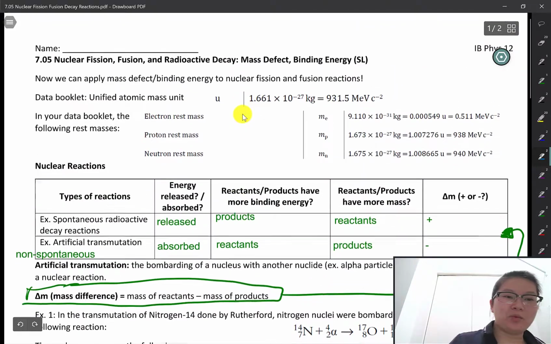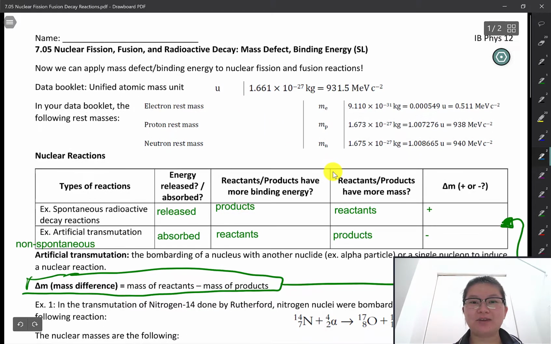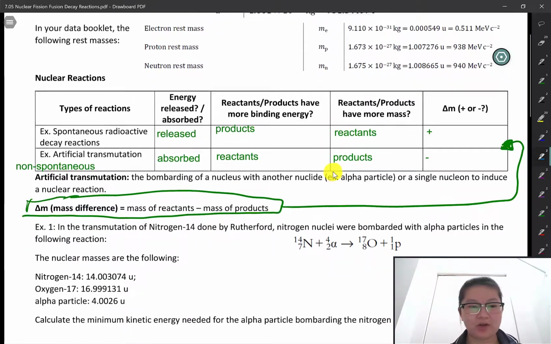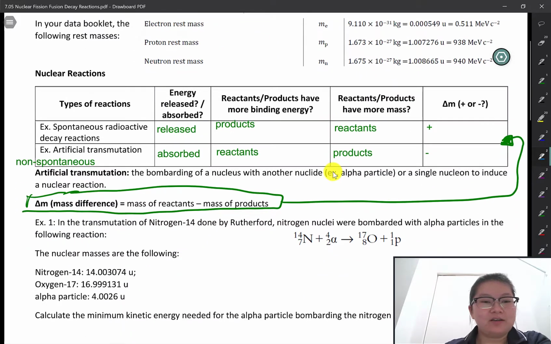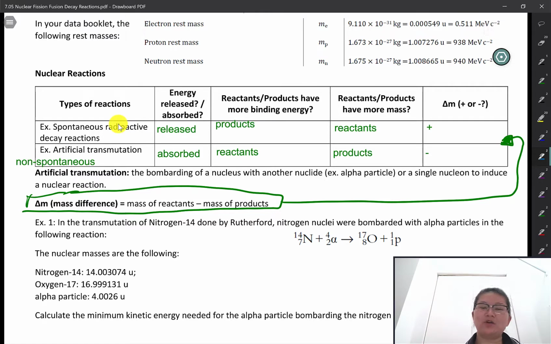In this video, we're moving on to nuclear fission and fusion, looking at mass defect and binding energy. Here we just have a quick table to show us a few relationships. If a reaction were to happen spontaneously, it means that it is not stable. It needs to react in order to release all that energy. So that's why energy is going to be released.